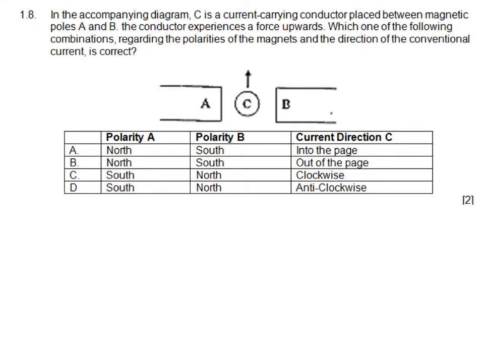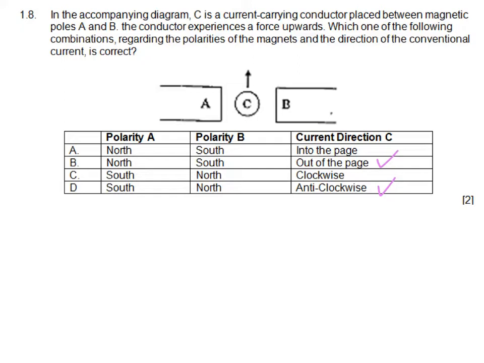So the first thing is that the conventional current either needs to be coming into the page or out of the page. We can't have it going in some sort of a clockwise direction or something like that. So we're going to only look at those two over there. It does say it experiences a force, so we're in the motor effect.